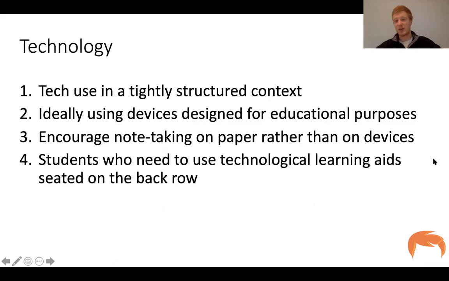And when I now use technology in the classroom, I try to do it in a very tightly structured context. So I will only, for example, send students to defined websites and to do very specific tasks. Internet research is something I used to set students, and I would never do that anymore. Ideally, I know this is not always possible, using devices designed for educational purposes. I am very keen on encouraging students to take notes on paper rather than on devices.